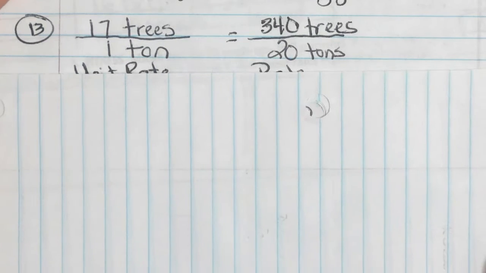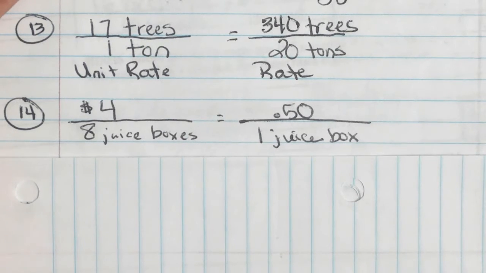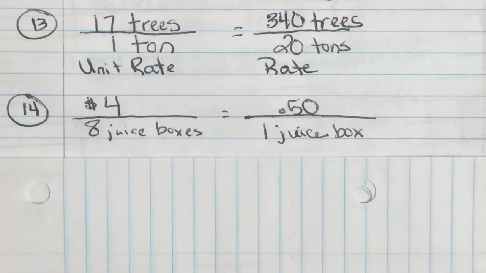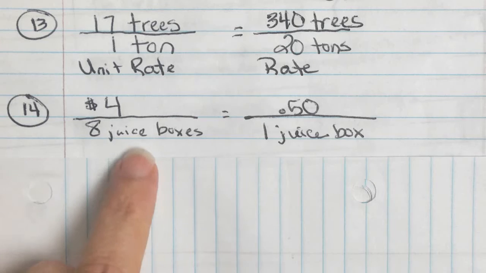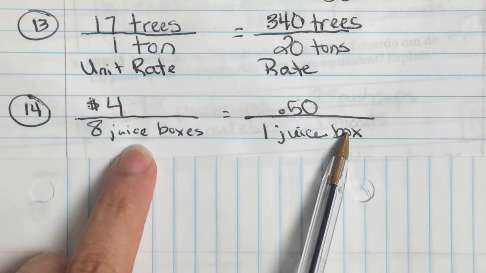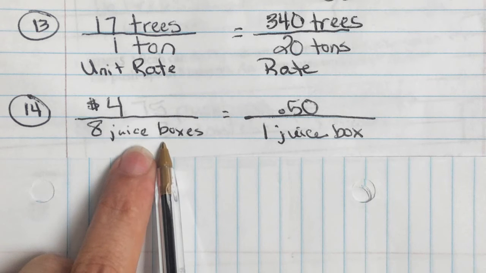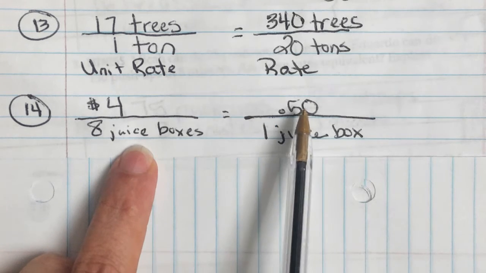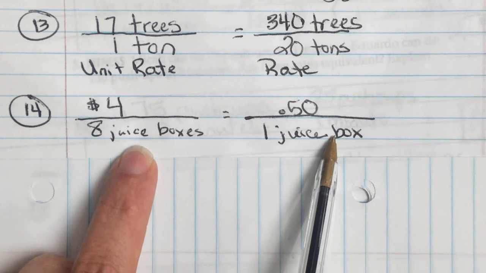Okay, 14. 14 was juice boxes. This is one that you got to think, do you want $1 or 1 juice box? You need 1 juice box on the bottom. So if it's $4 for 8 juice boxes, do the division. It's 0.5, which is 50 cents per juice box.